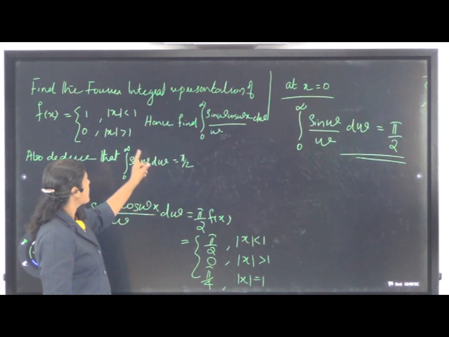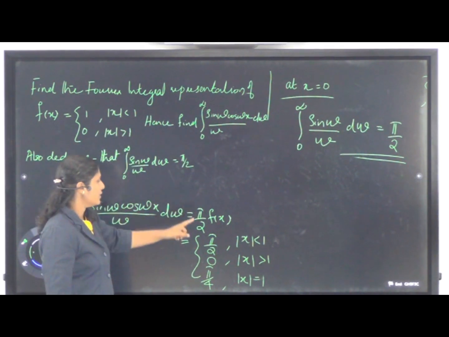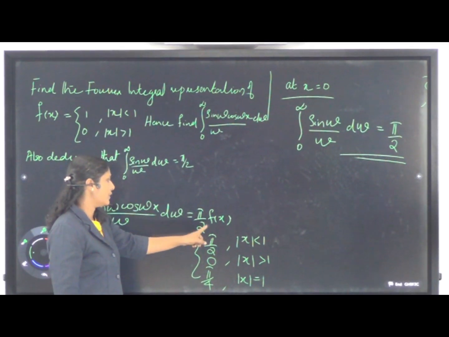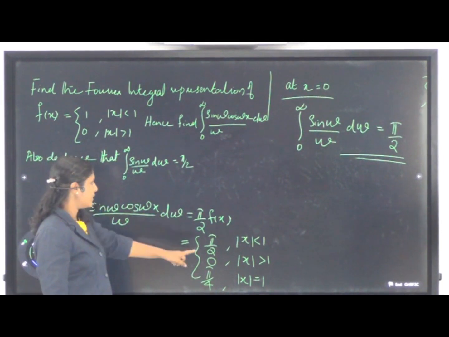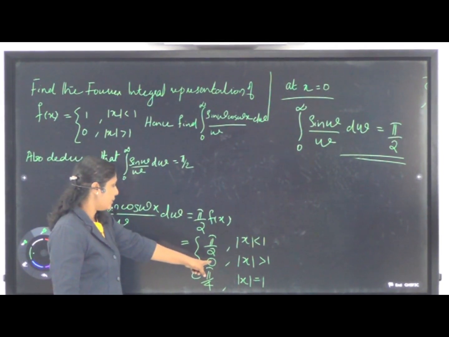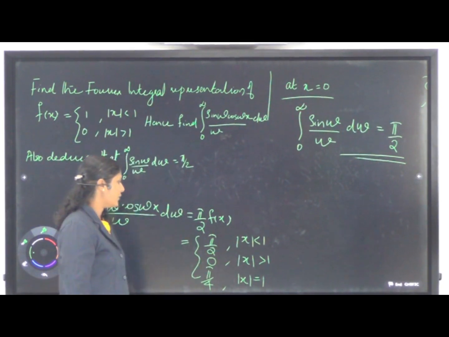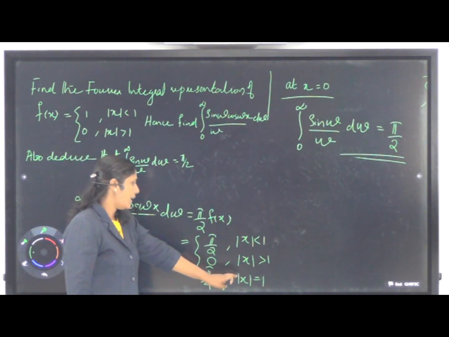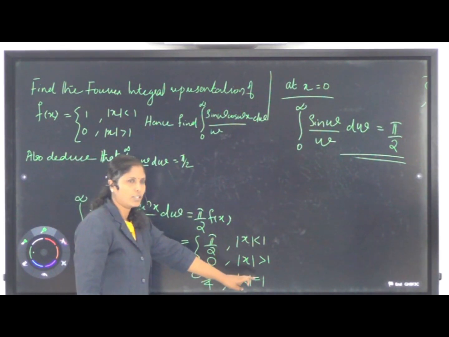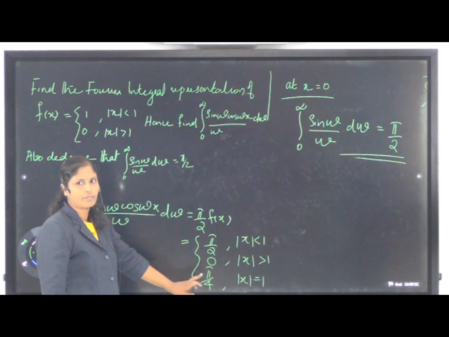f of x is 1 for mod x less than 1. So it becomes pi by 2 into 1, that is pi by 2, for mod x less than 1, and it is 0 for mod x greater than 1. And for mod x equal to 1, that is at x equal to 1 and at x equal to -1, it is pi by 4.